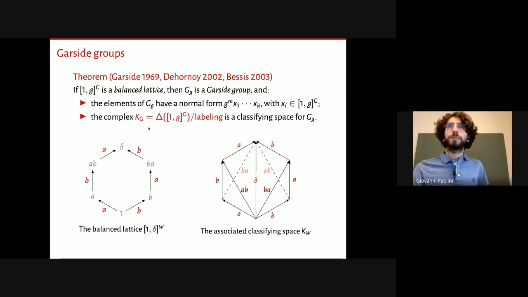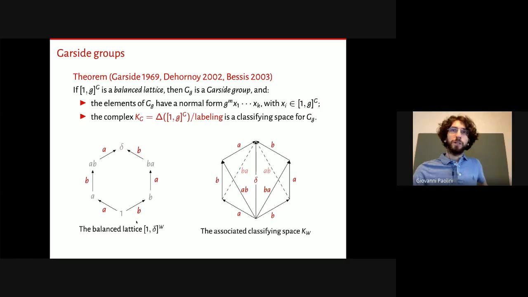Now, what does this classifying space look like? You should take the order complex of the interval, okay, and you have to take the quotient by, roughly speaking, the labels that come from the labels of the edges of this interval. I think it's easier to look at the example directly.